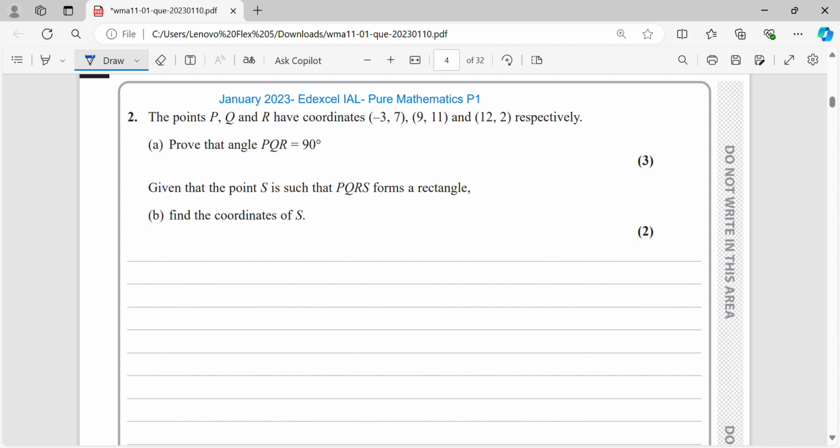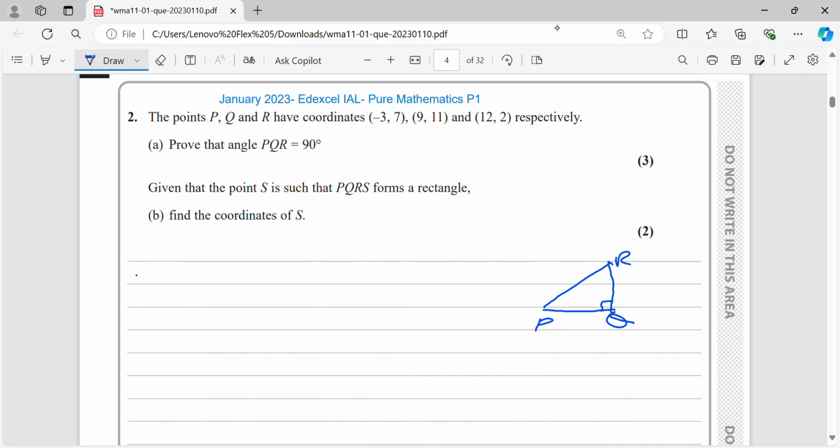So if I show that the gradients of the lines are negative reciprocals of each other, then I can prove that angle PQR is 90 degrees. So angle PQR means this is a right angle triangle. Let's say this is P, this is Q, and this is R. There is no need to draw it, this is just for understanding. P is (-3, 7), and Q is (9, 11).